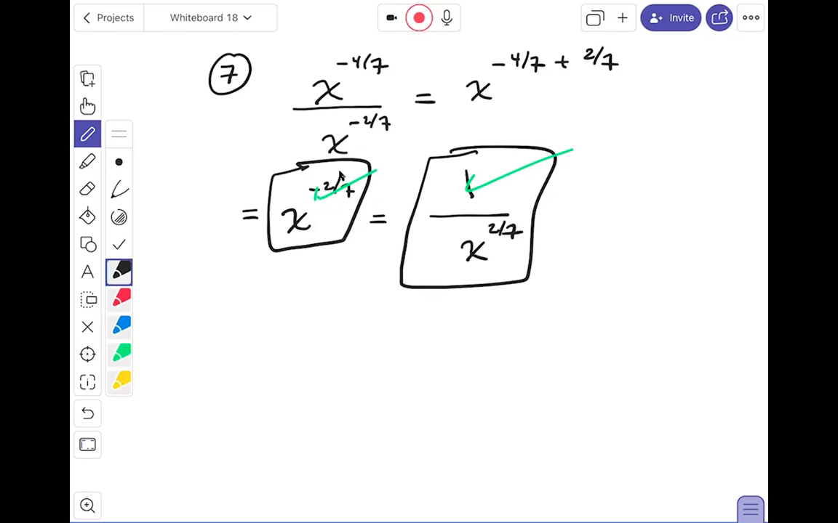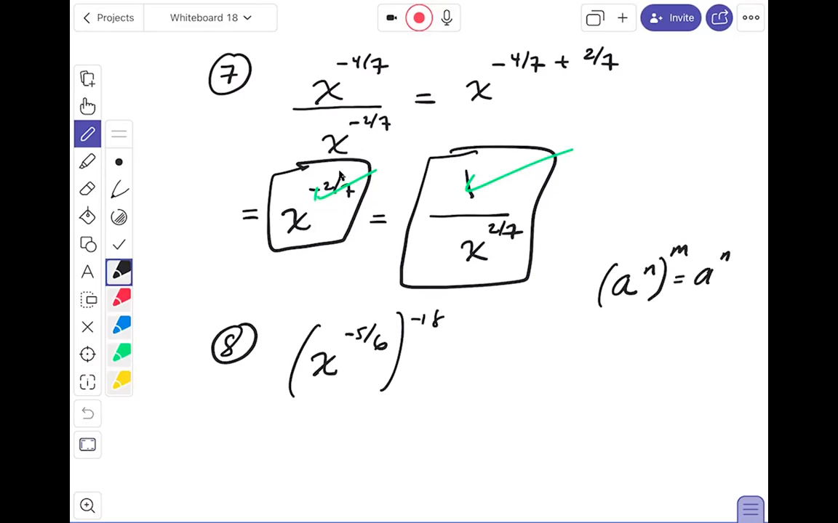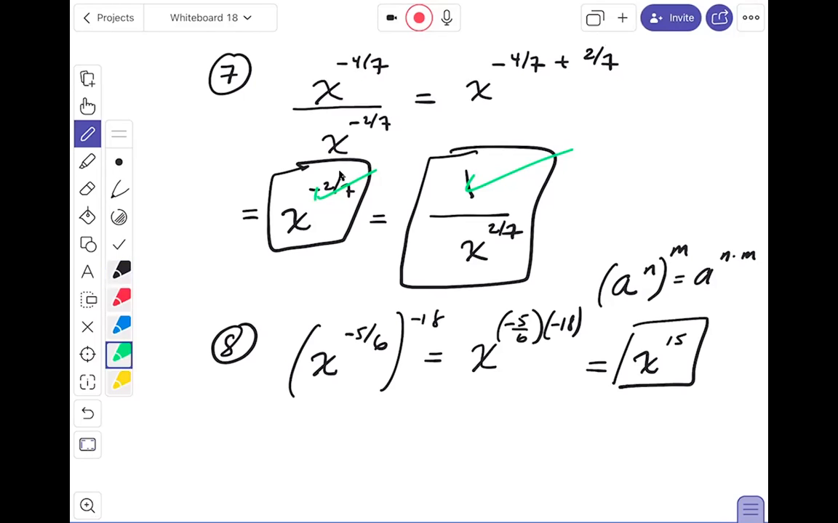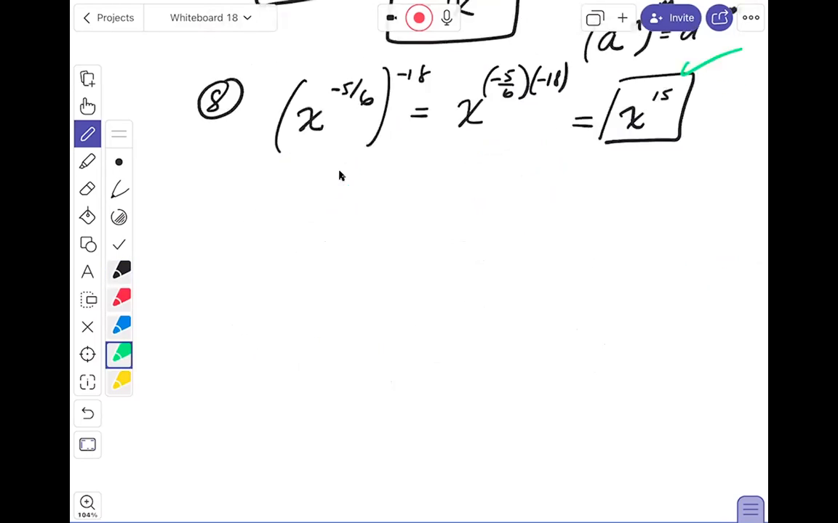Number 8, we're just reviewing the rules. And number 8 is x to the minus 5/6 raised to the power minus 18. I'm going to recommend the rule we're going to use over here. a to the n raised to the m power is a to the n times m. Well, it doesn't look too bad. x to the minus 5/6 times minus 18 now. What would that give you? Well, it can be a positive number, certainly. That'd be 15. Look at the key. We're staring at it. Go to number 9.